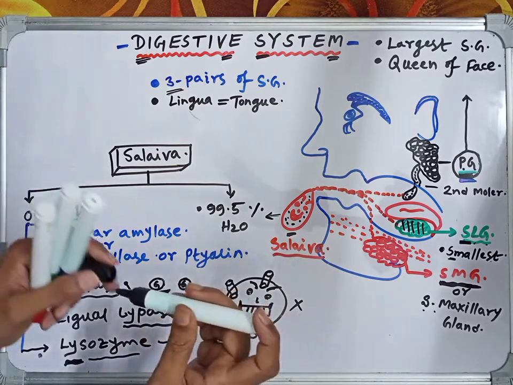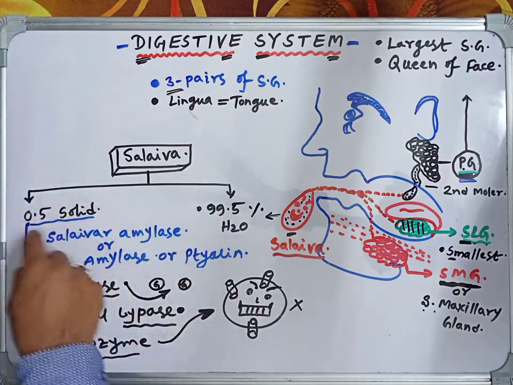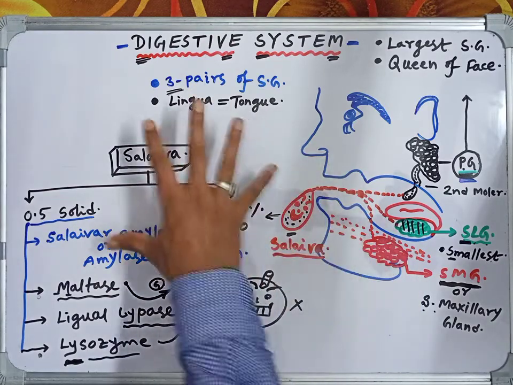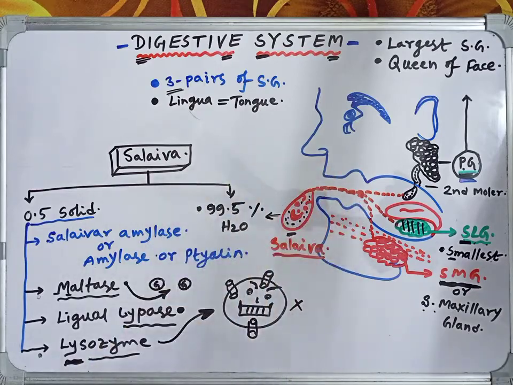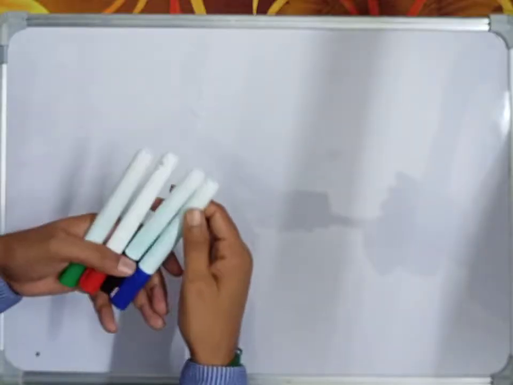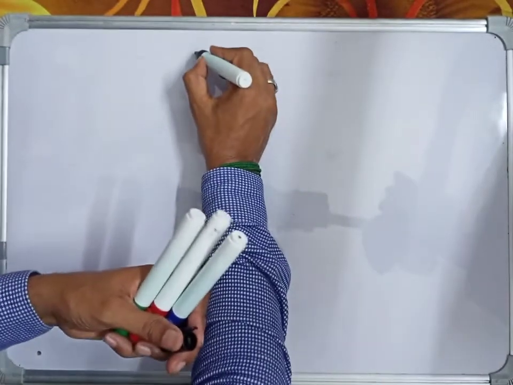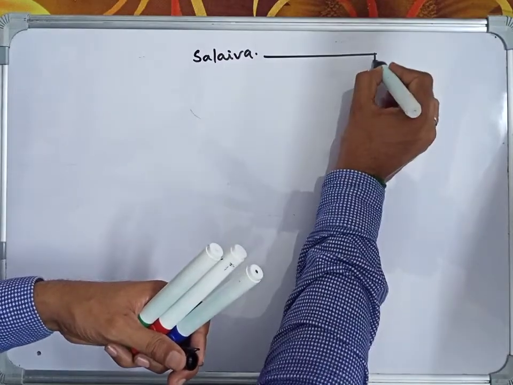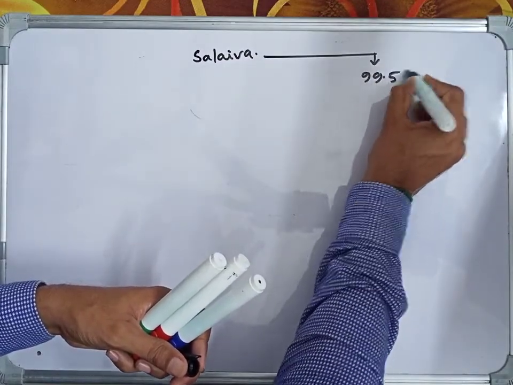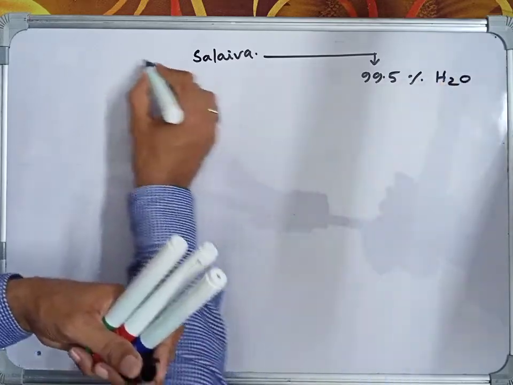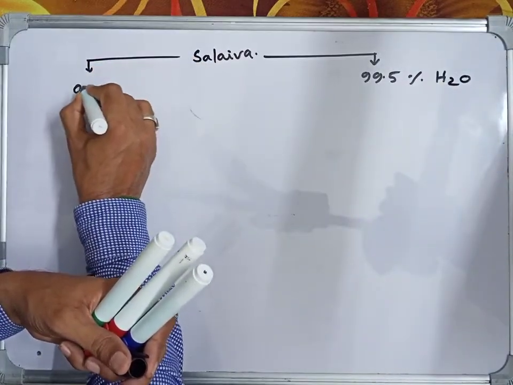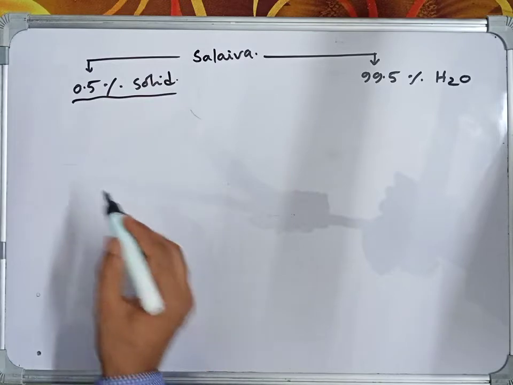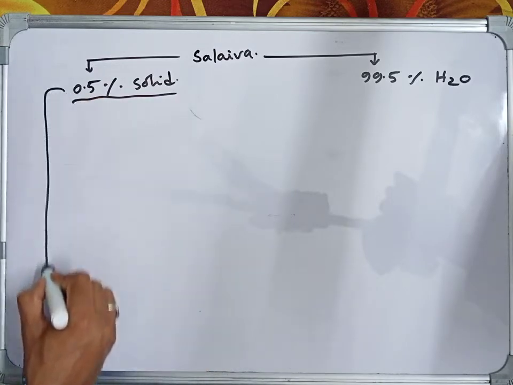And another composition of our saliva is present in this solid portion. I will discuss it after rubbing this portion, so first of all you have to copy this area. Now we are discussing the composition of saliva. You know very well, saliva contains 99.5% water and only 0.5% solid. Now we have to investigate the composition of this solid.